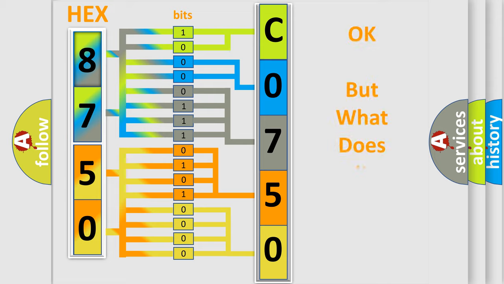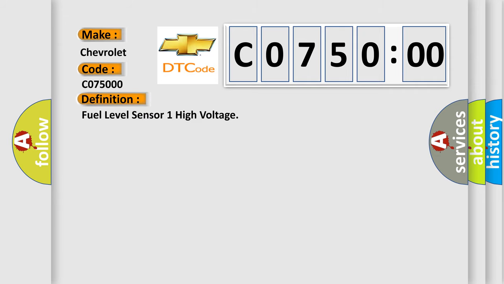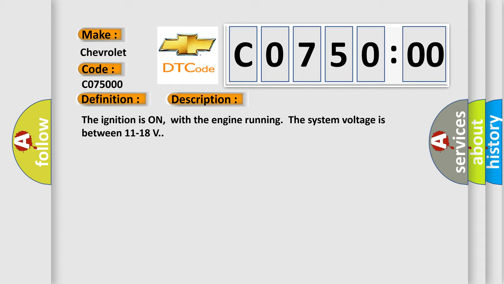The number itself does not make sense to us if we cannot assign information about it to what it actually expresses. So, what does the Diagnostic Trouble Code C0750-00 interpret specifically for Chevrolet car manufacturers? The basic definition is fuel level sensor 1 high voltage. And now this is a short description of this DTC code. The ignition is on, with the engine running. The system voltage is between 11 to 18 volts.